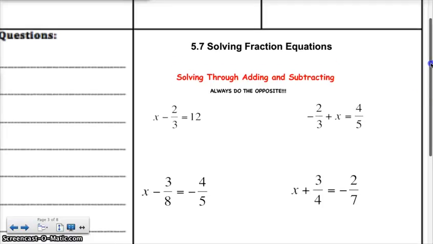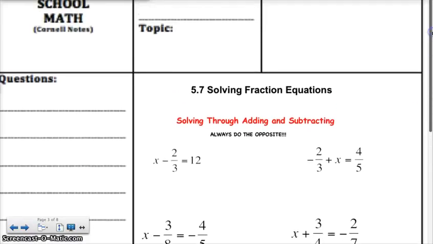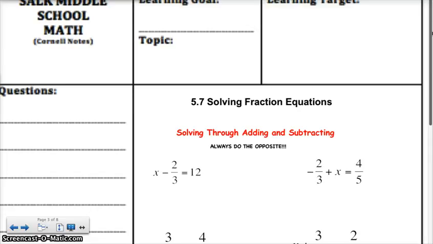On to 5.7. It's the ending part of our rational unit. We're almost to the end, so that's really good. We have 2 lessons left, and then we're starting to review and get ready to test.